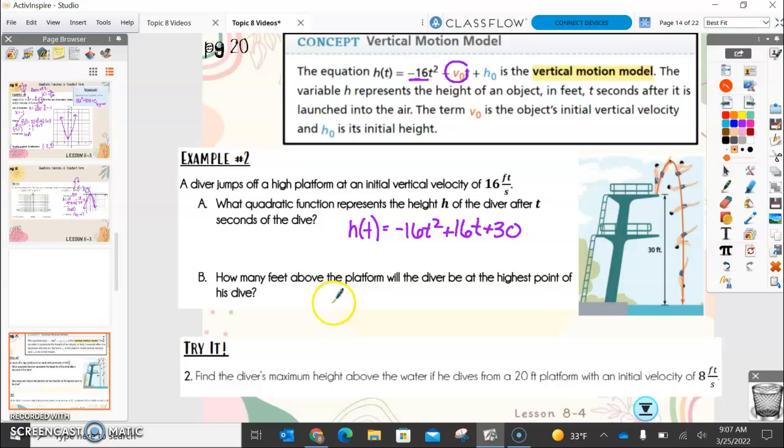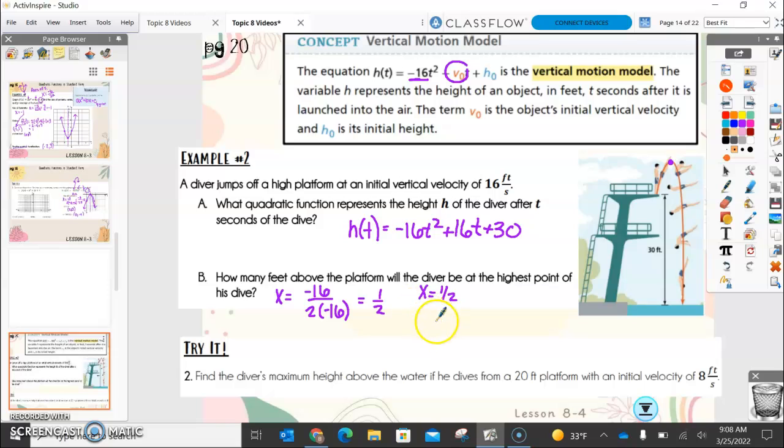For part B, it says how many feet above the platform will he be at the highest point? Well, there's our point on our picture. That always helps. That would be what we call our vertex. We're going to use that same idea for finding the vertex as we did in the last section, where we use our negative b over 2a equation. So the opposite of b over 2 times the a value. Now, if you don't want to multiply, the negative 16s would reduce and we'd have 1/2. So that would tell us that our axis of symmetry is at 1/2, half a second. So it only takes a half a second for him to peak in the air.